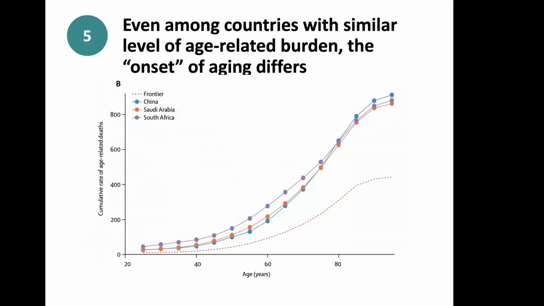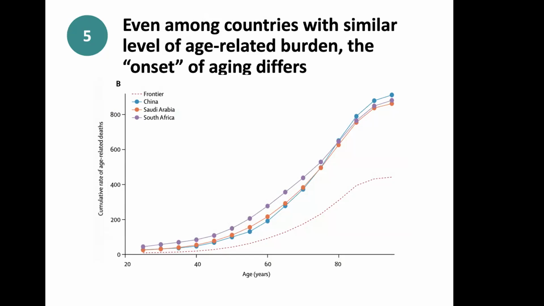The fifth key message here is that even among countries with a similar level of age-related burden, the onset of aging differs. The pattern of accumulating the burden across ages varies widely. Even though you may have the same average population-level age-related burden, the onset of aging differs by country. And of course, a later onset is preferable.